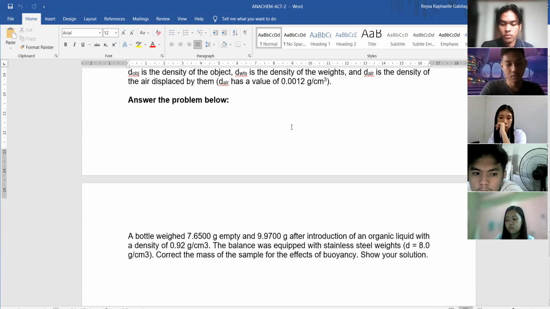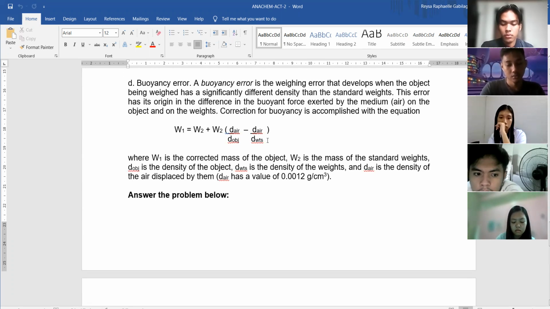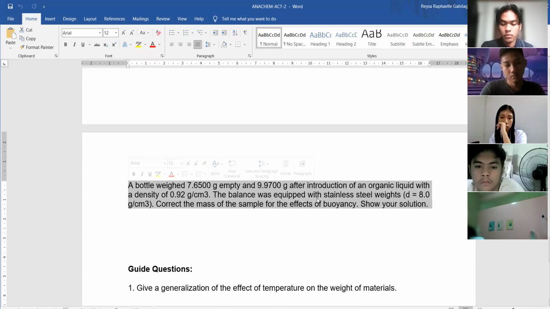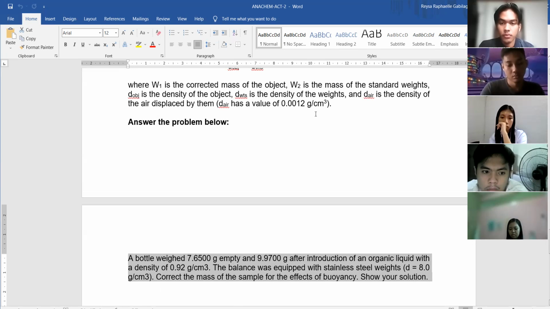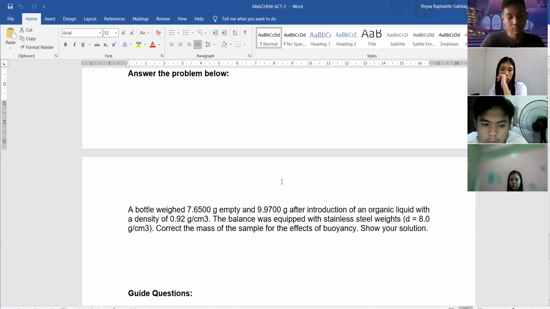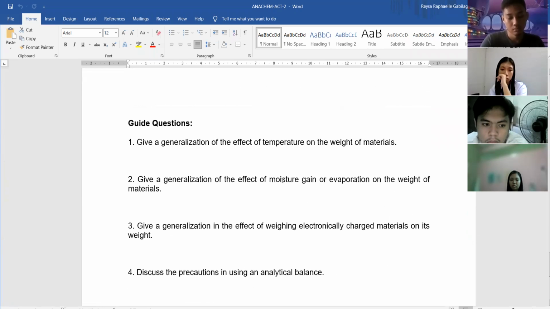So this one is a problem solving. You just have to follow this formula. Nandito sa baba yung mga given class. Okay, again, nandito sa baba yung given. So yung object dyan, yan yung wini-weigh talaga natin. Meron din tayong weights and density dyan na given. Pag hinanap nyo yung density ng air, nandito sa taas. Kasi again, that is constant, that is given in the problem. And then after that, you have to answer the guide questions.